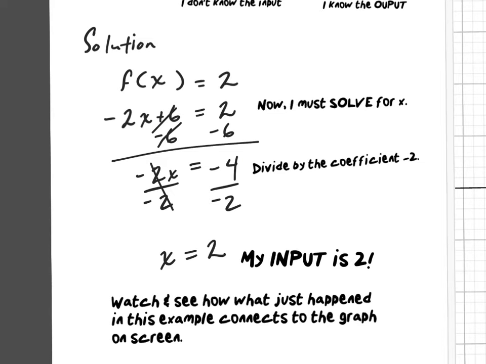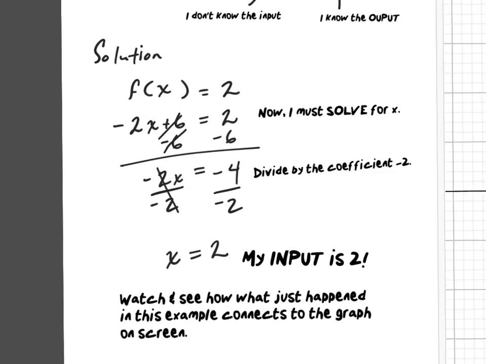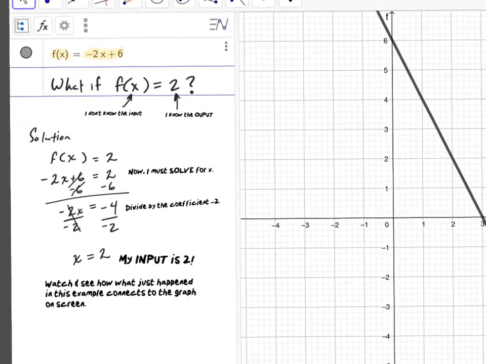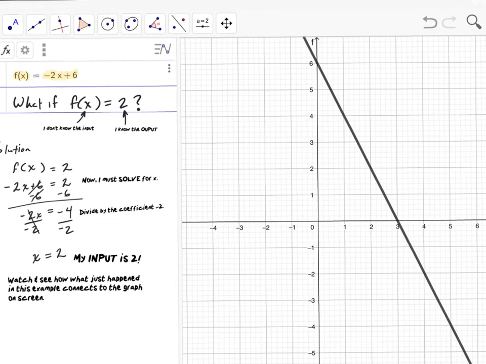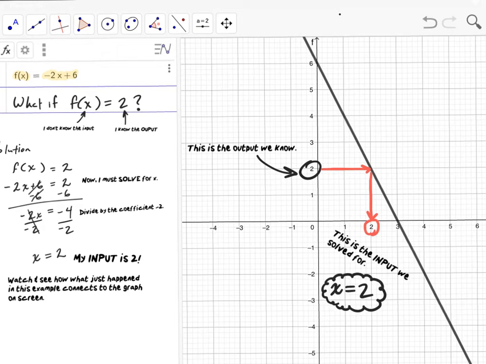Watch how we can take our output on the graph to find the input. So remember, the output is 2. So we know our output. Just follow it along until you touch the line. And once you touch the line, follow it down till you touch the x-axis. And there it is. So 2, that represents my input.